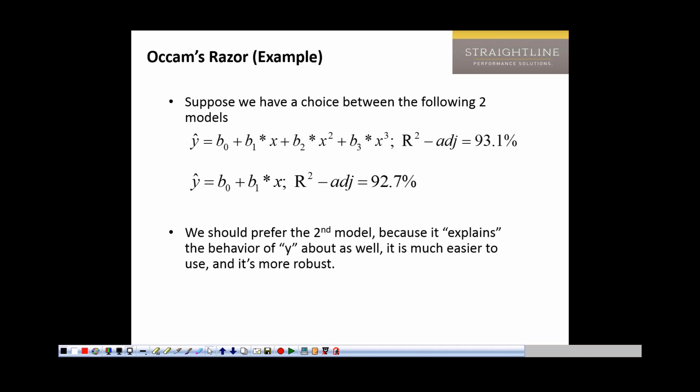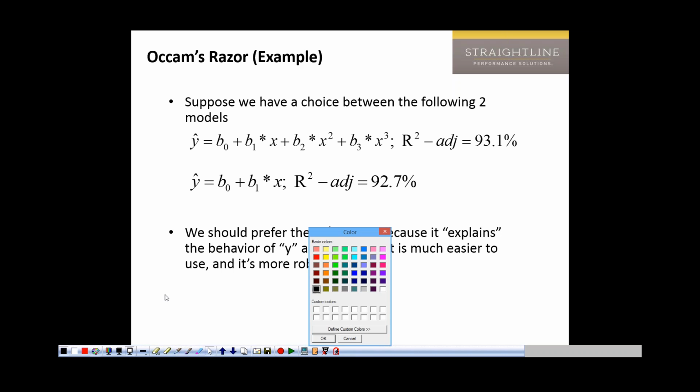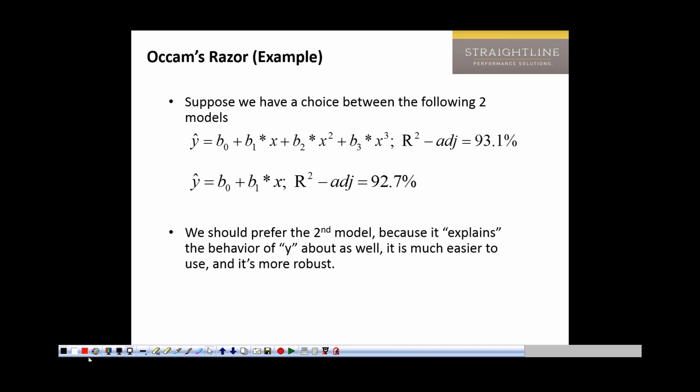Okay, this is an example of what we're going to do at the end of today's lecture. If you look at this particular model for a y, whatever y is, it could be the performance of a person. This one has a bunch of different terms in it. It has an x squared and an x cubed. My goodness, this is a fairly complex model. And it has something called an r squared adjusted. We'll know what that is by the end of today, and it's 93.1%.